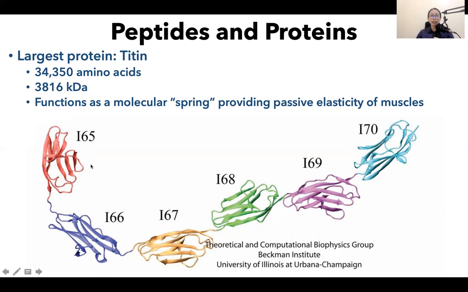Now, your titin is made up of around 300 units of these globular structures. So this is a straight chain protein, and this one is just the 65th to 70th of the 300 plus units found in one titin molecule. So it's very big. And if again you notice the structure, it's elongated, right? So the elongated structure can be related to the function of titin.